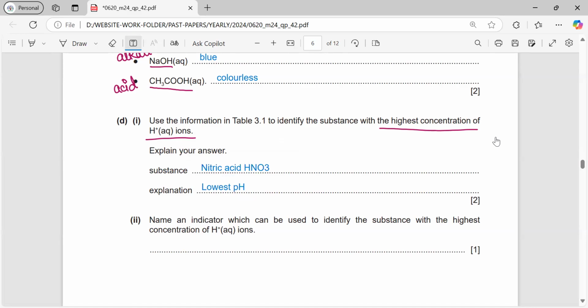Name an indicator which can be used to identify the substance with the highest concentration of H+ ions. An indicator which tells us the strength of an acid and a base is universal indicator. Universal indicator not only tells us about the acid and base of a substance, but also whether an acid, base or alkali is weak or strong. In short, it tells us the concentration of H+ or OH- ions in a solution, by changing color.